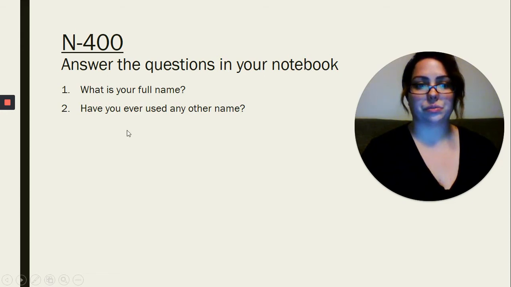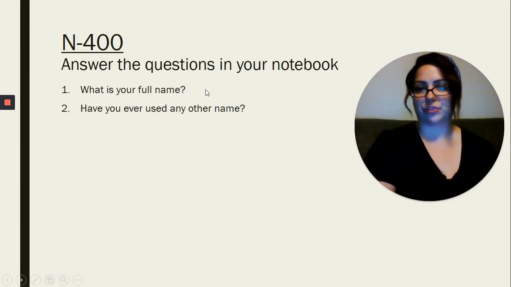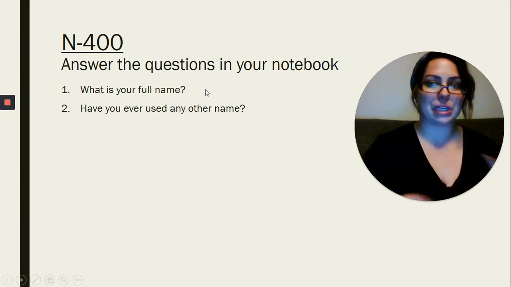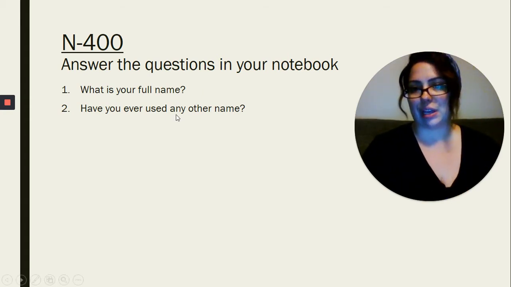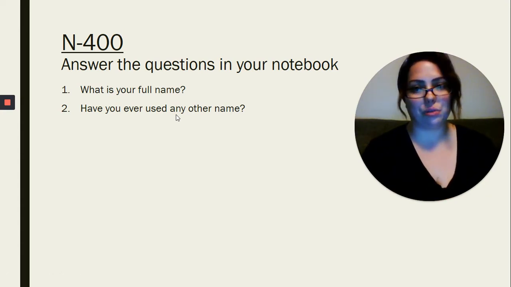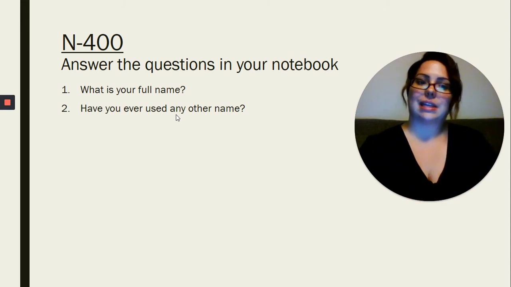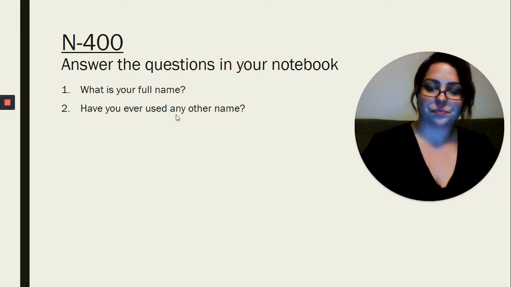Number 2, have you ever used any other name? Okay, so for number 1, your full name is your first, middle, last name, your complete legal name. If you have ever used any other name, so if you have a nickname, if you changed your name when you got married, you will write that down. Any names that you have ever used, you will write down.